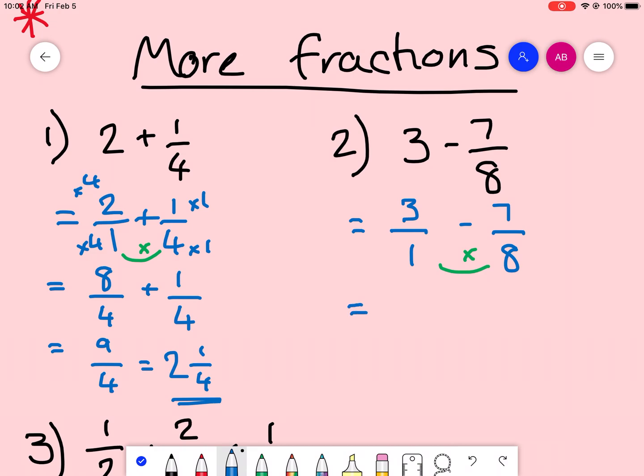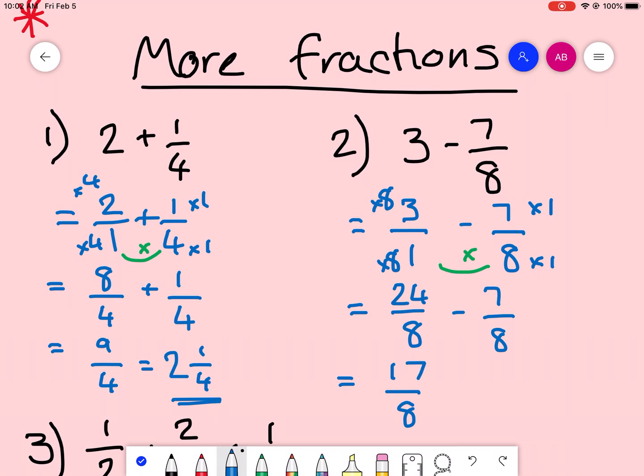So make your common denominator 8: times the first fraction by 8 to get 24 over 8, and times the second fraction by 1, so that just stays as 7 over 8. 24 take away 7 will give us 17. 8 goes into 17 twice with a remainder of 1 over 8. Okay, so that's the 2 and 1/8 that I was talking about.